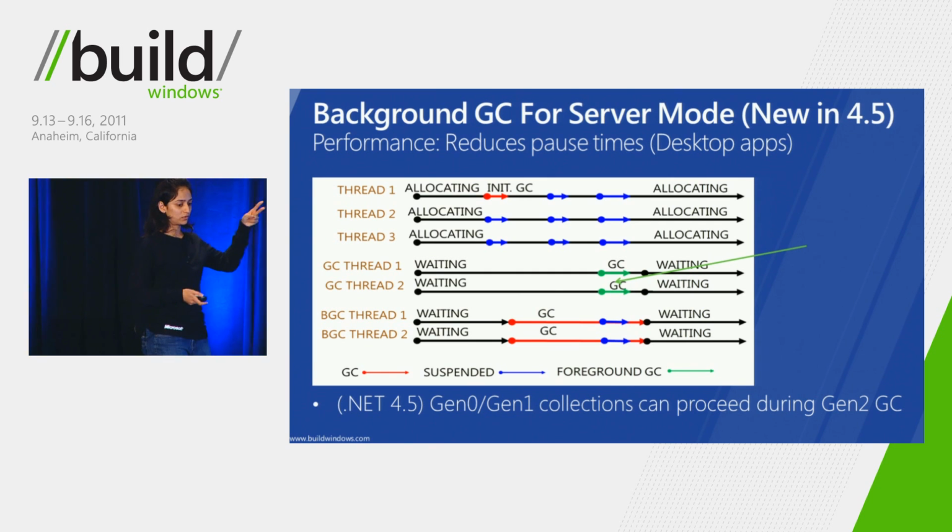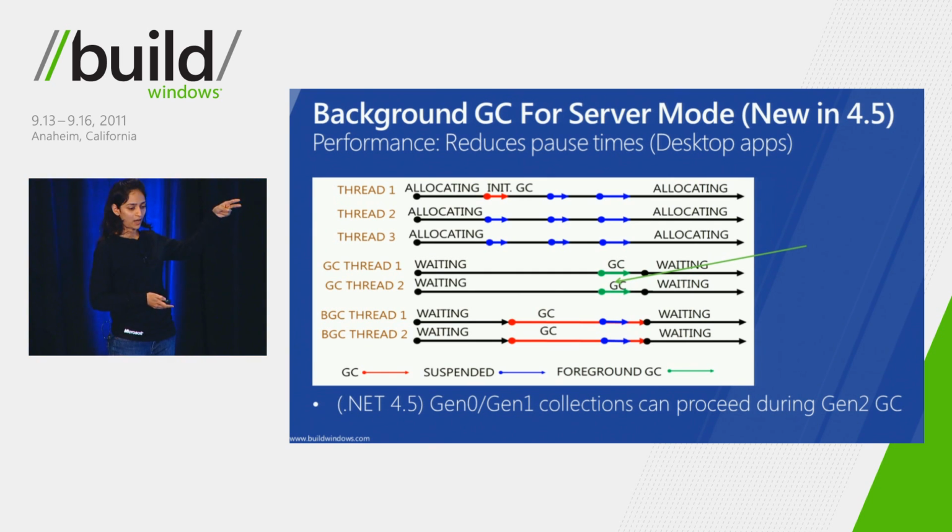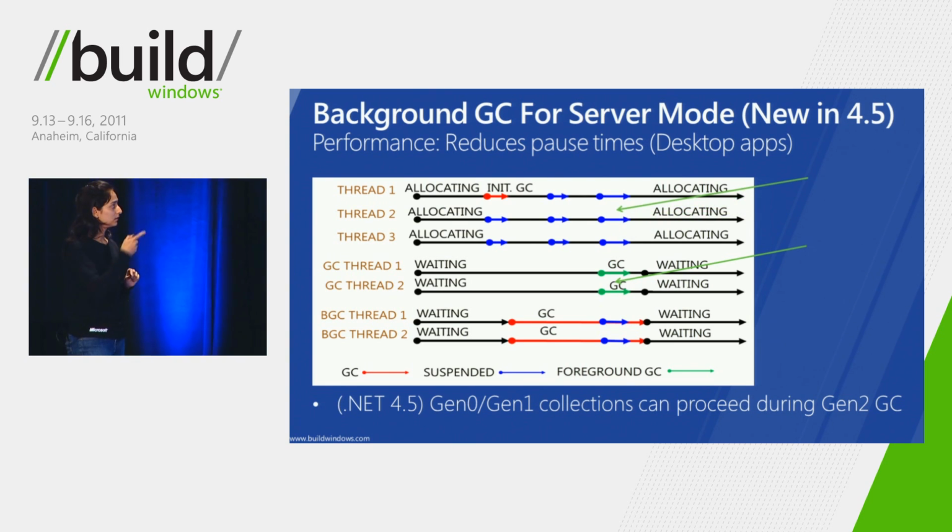Notice that those 2 green arrows are happening on the threads that handle the Gen 0 and Gen 1 collection. So as always, they will end up pausing the managed threads, and that's the top 3 blue lines over there. They will end up pausing your managed app. But the critical thing to notice here is that those GC threads got a chance to do their Gen 0, Gen 1 collection while that Gen 2 collection was going on. And this is the big improvement that we made in 4.5.